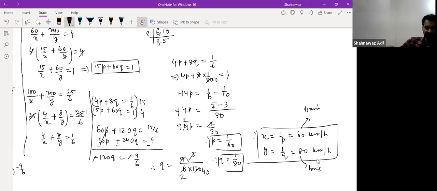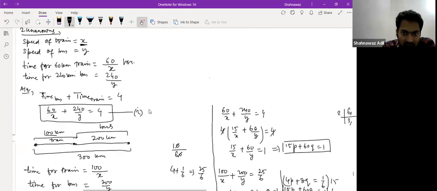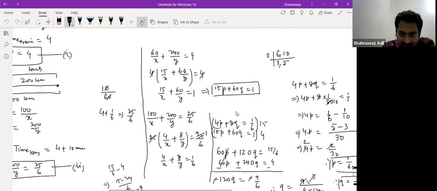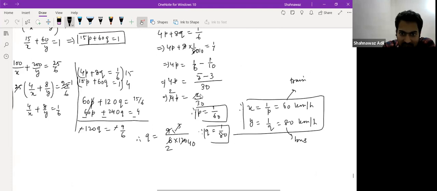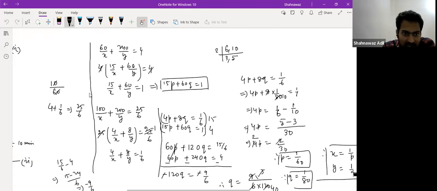Wow, how? Yes, X was the speed of the train, right? So we calculated the speed of the train to be faster, right? Yes, so what are you guys noting it down?